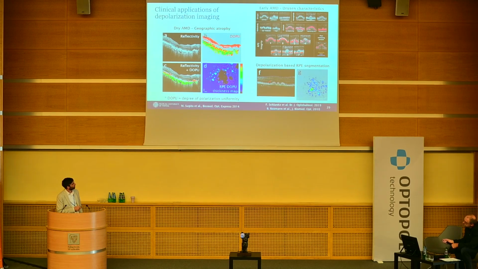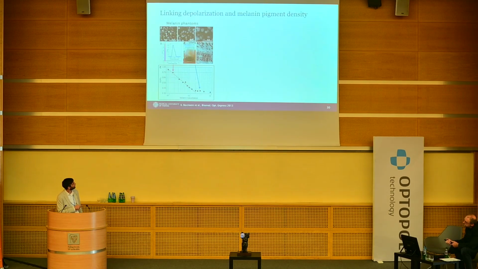And this contrast can also be used, of course, to segment the layer, the RPE, for example, based on its depolarization properties, and then perform thickness maps like this. Of course, you can also generate something like this based on just these intensity images, but then you may be uncertain what is actually the RPE and what is maybe not.